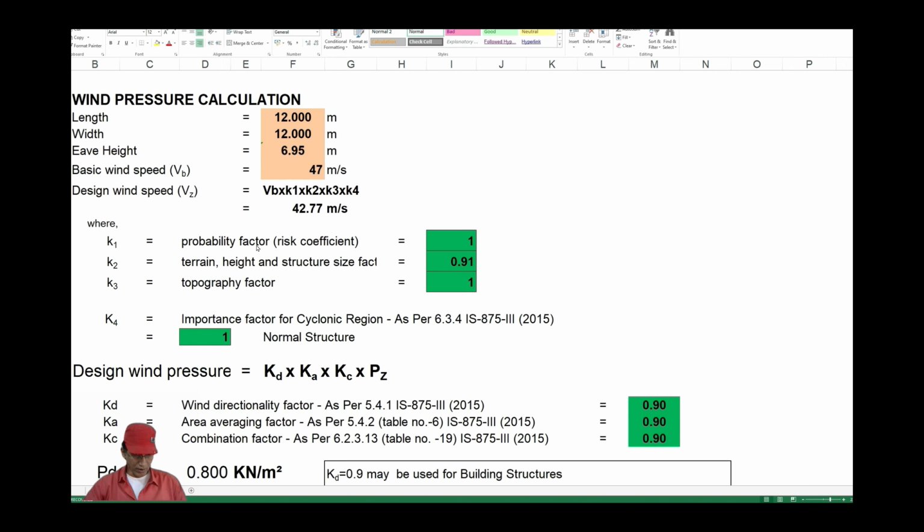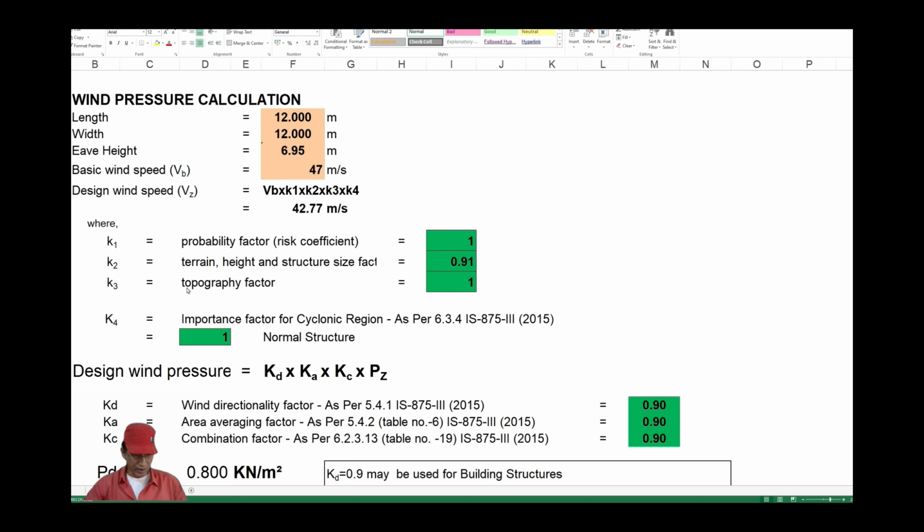K1 is the design probability factor. For 50 years of life period, it shall remain 1. K2 is the terrain or height or structure factor. If you go by code, it works out to be 0.91 for category 3. In most of the design situations, you will encounter category 3.